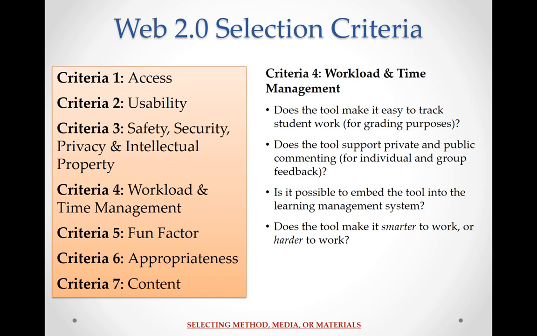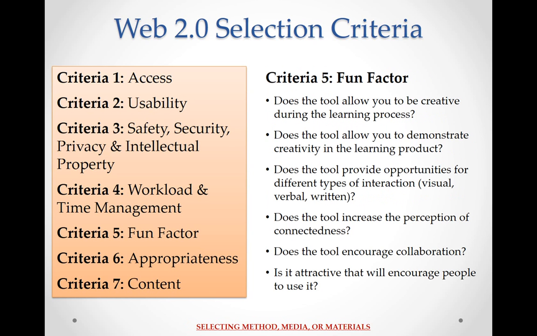If I have 30 students and I have to go to 30 different websites to grade something, that's difficult. Or does it streamline? I can have all 30 students listed on one screen and then I can go through and link from there. It really makes a difference in terms of that. So consider the workload and time management aspect of it.